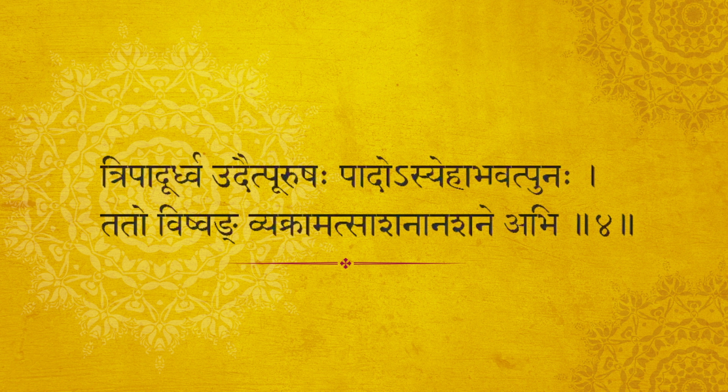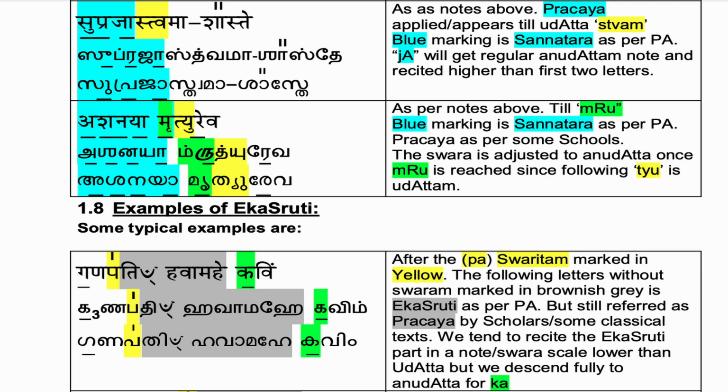Similarly, you see some examples like we are adding from our example: Suprajastavamasahaste. From Mrityu Suktam, you see Ashanaya, Mrityureva. That means there is a pattern in which there are a number of Anudatam markings that you find at the start of the statement, right? So, what is this? This is a very genuine doubt, a concept that we must understand.